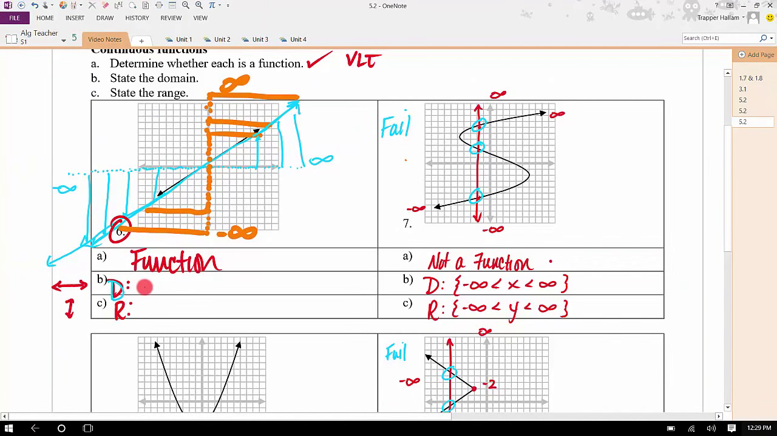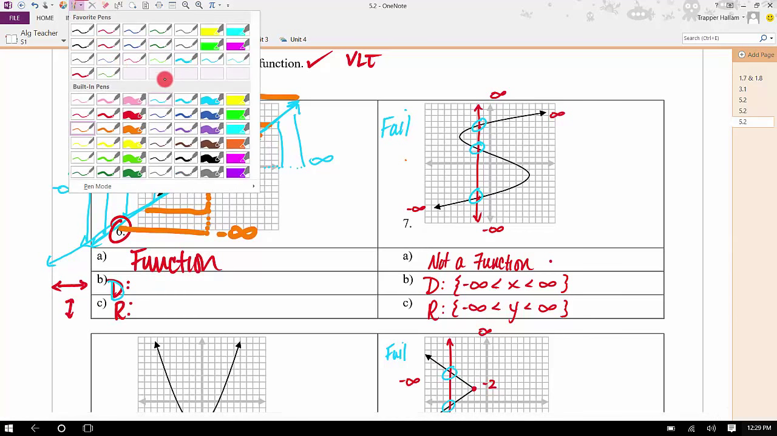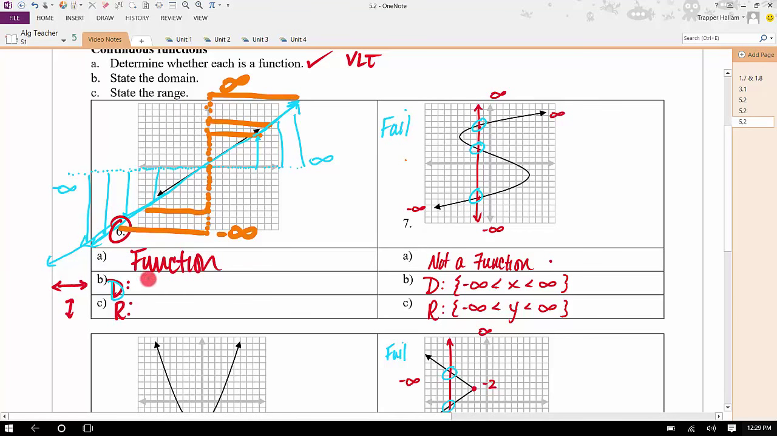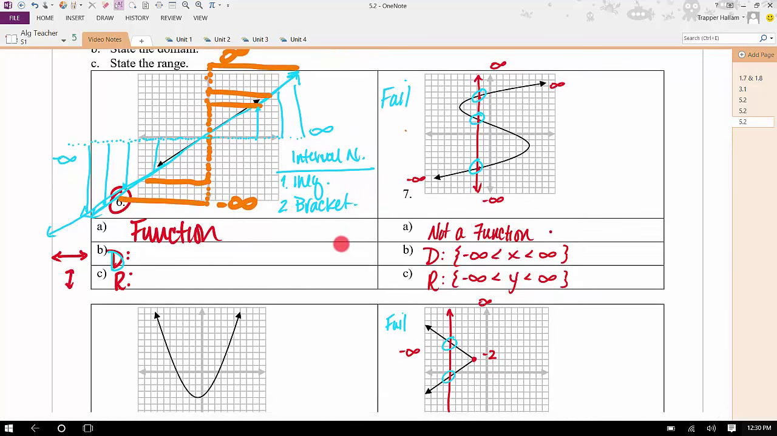Are you ready? All right, so for the domain, we're doing inequality notation first, and then we're going to do interval notation with brackets. You have to do both on your homework for this assignment. Your homework is the worksheet directly behind this, relations and functions, and you need to do both.